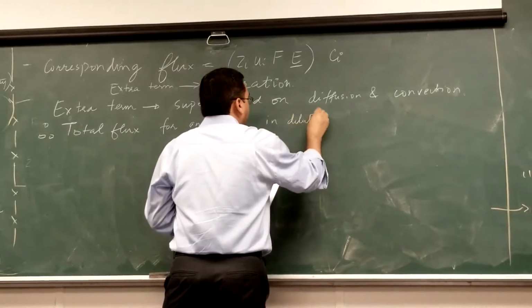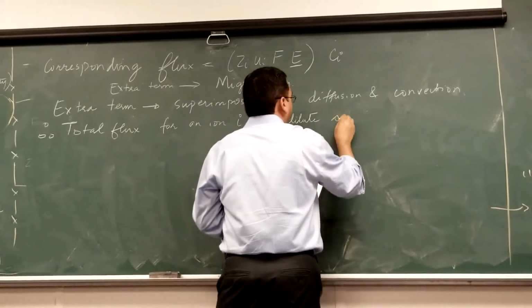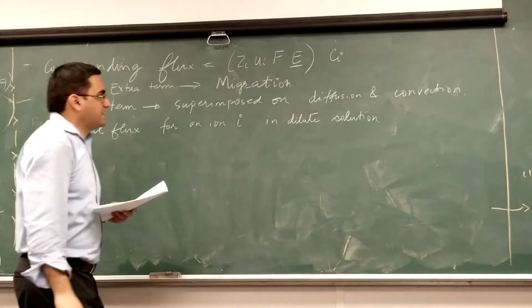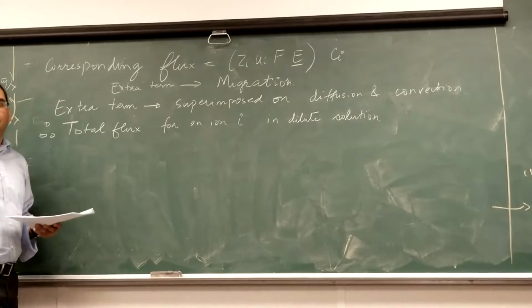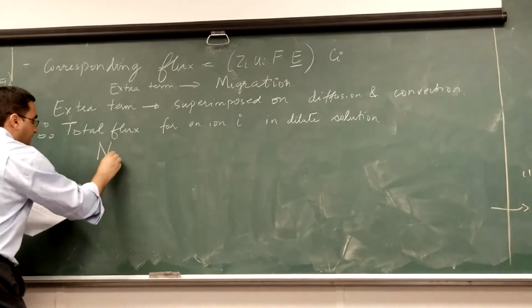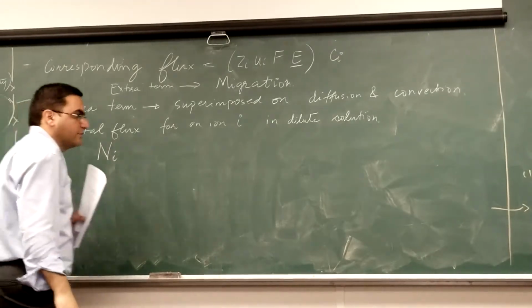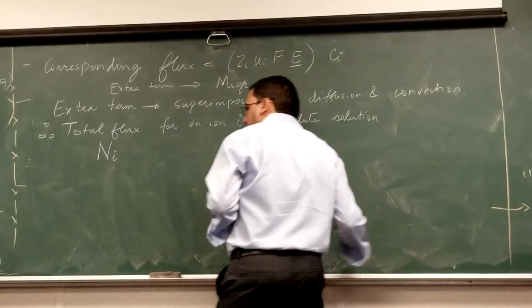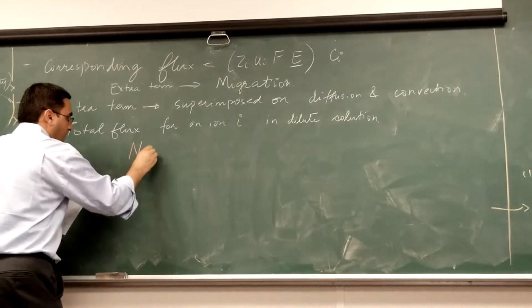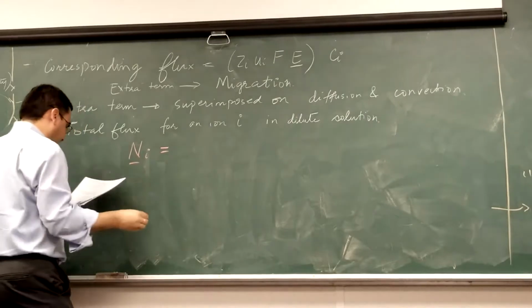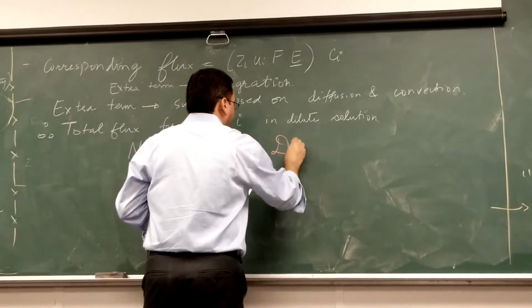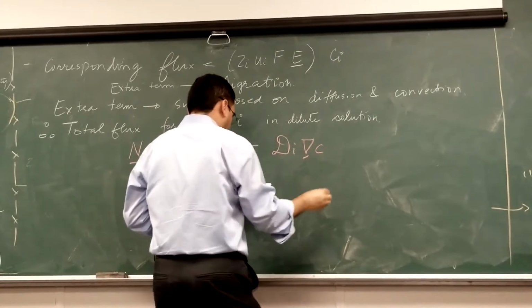Most of the things we are doing are appropriate for dilute solution, because in dilute solution you can change chemical potential gradients very easily into concentration gradients. And this is the important formula, so let me write it in some other color. So your Ni has convection, diffusion, and migration.